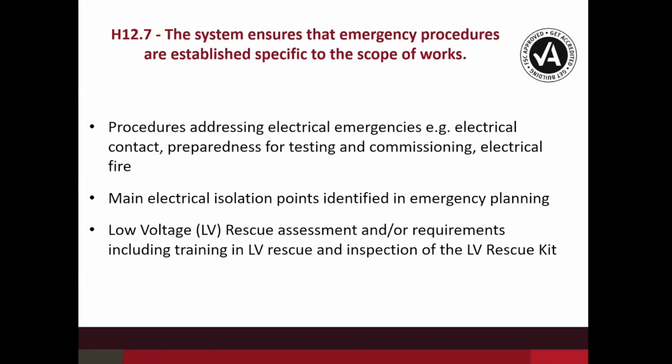So 12.7 is the last one, which goes into emergency procedures and how they're established specific to the scope of works. Electrical procedures that we look for, or electrical emergency-based procedures that we look for, are really dependent on the environment that you're in. Explosive and flammable atmospheres obviously is a lot more substantial to a construction site, which might have, for example, electrical contact or electrical fire in a sense. So we look for how that is actually aligned to the type and nature of the project. And again, that comes back to the assessment for electrical requirements and emergency preparedness requirements.